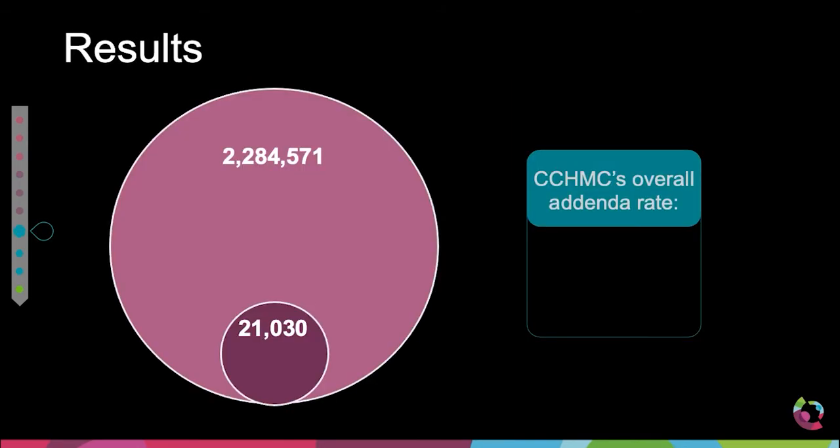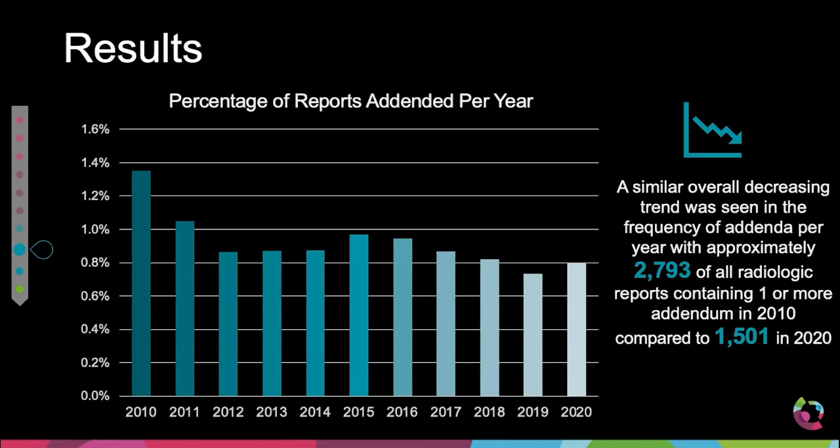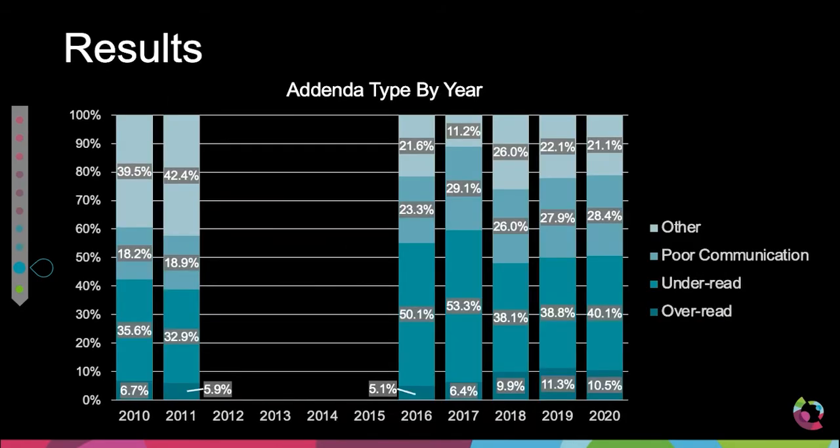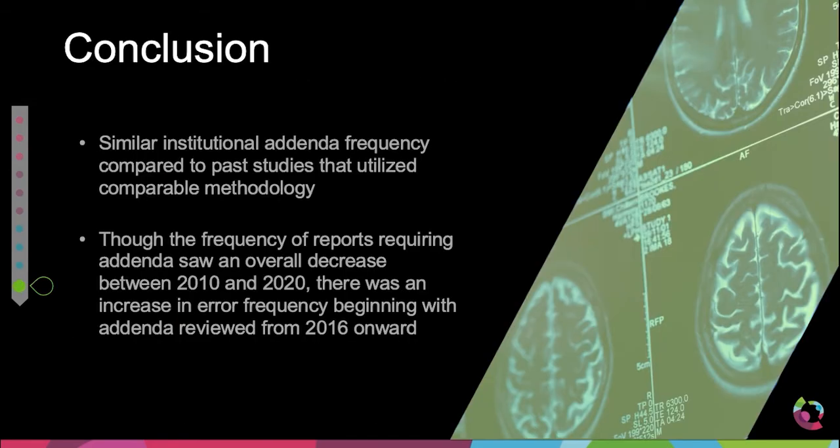Over the 10-year study period, we saw an institutional addenda rate of less than 1%. We also saw an overall downward trend of both the frequency and percentage of reports requiring at least one addendum, with 1.35% of all 2010 reports addended compared to 0.8% in 2020. However, despite the downward trend in overall addenda rate, the percentage of addenda that were created in response to an error increased from 60% in 2010 to 79% in 2020.